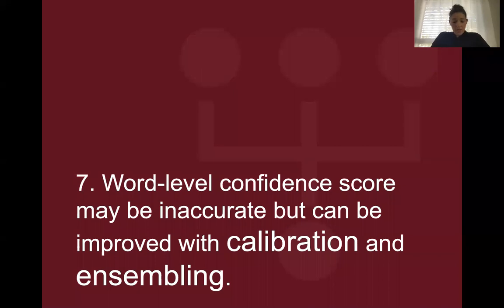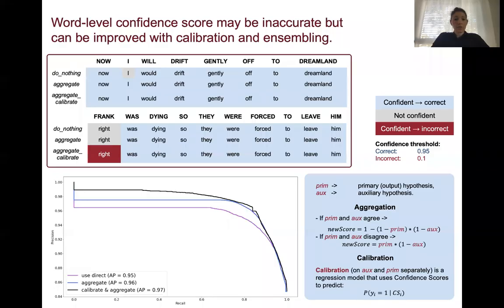The last insight we'd like to share with you is related to confidence score. We observed that word level confidence scores may be inaccurate, but after our experiments, we could also see that they can be improved with calibration and ensembling. So what we did, first we assigned all words into 3 groups. Words with high confidence score, which are correct. This is the blue group in the example above. Words with middle confidence score, where we are not confident, and words with low confidence score, which are incorrect. This is the red group.